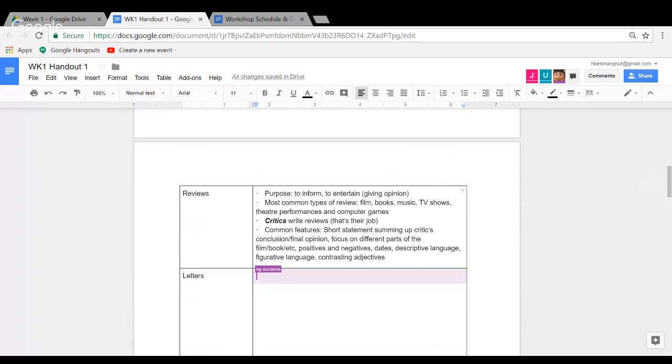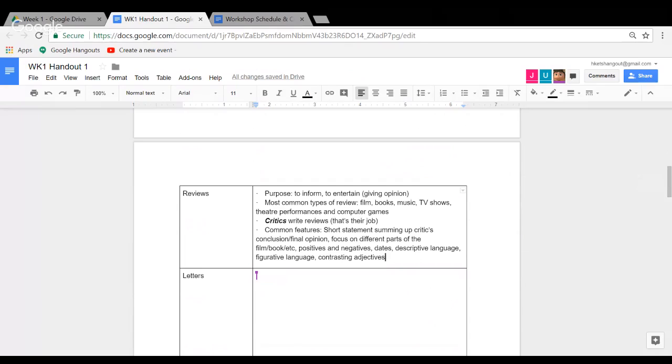Okay. So, common features. There's a short statement which will sum up the critic's viewpoint or the critic's opinion, basically. Like I said, sometimes it'll be fact, opinion. And the statement can be, I don't like this. That's it. That can be the statement, but you have to find it. The other features we will look at more closely once we actually read a review, because I don't think descriptive or figurative language means anything to you right now.